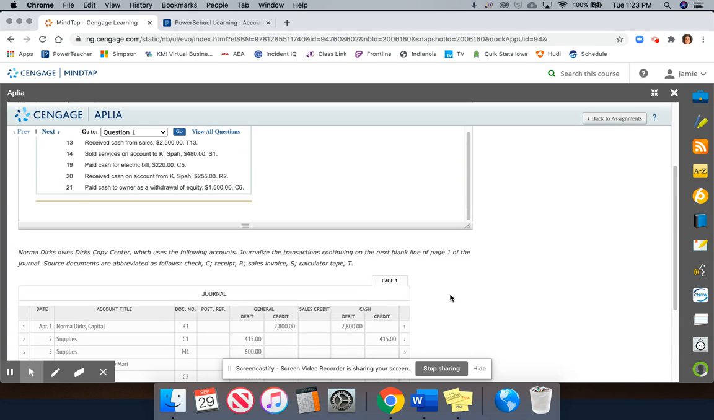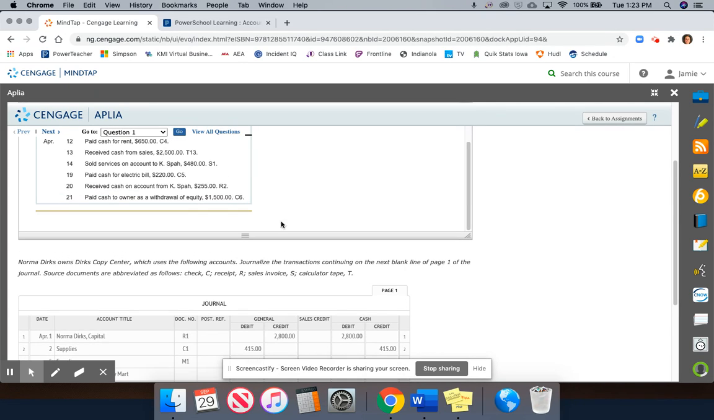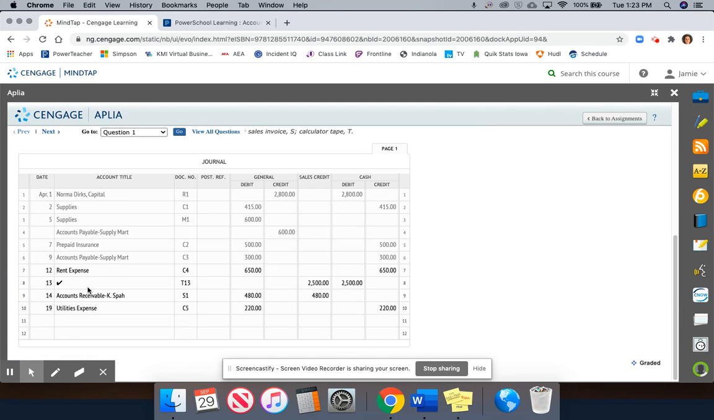2 more transactions. On the 20th, we received cash on account from K-Spa. So on the 14th, we sold service to them, and they were eventually going to pay us. Well, now here on the 20th, here they are paying us. So we received cash. So I know I'm going to debit cash. So we must have to credit K-Spa. So I'll get the 20th. And this is receipt 2.